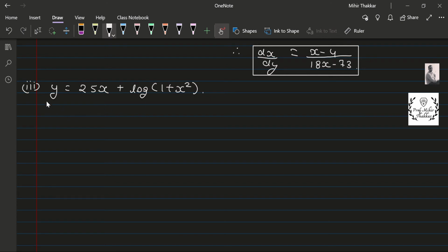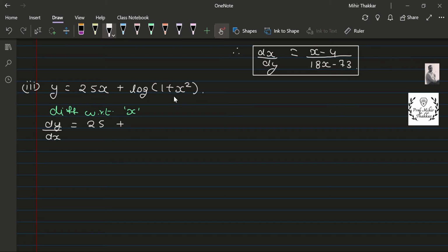So again we will solve it in the same way. We have to say differentiate with respect to x. The derivative of y, as you all know, is dy by dx. Derivative of 25x is 25 into 1, which is 25.